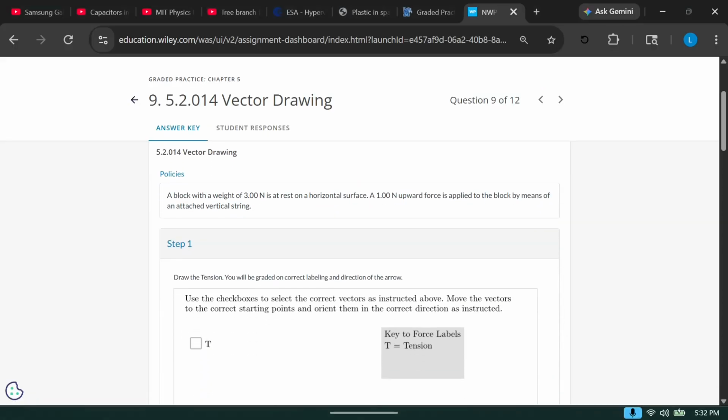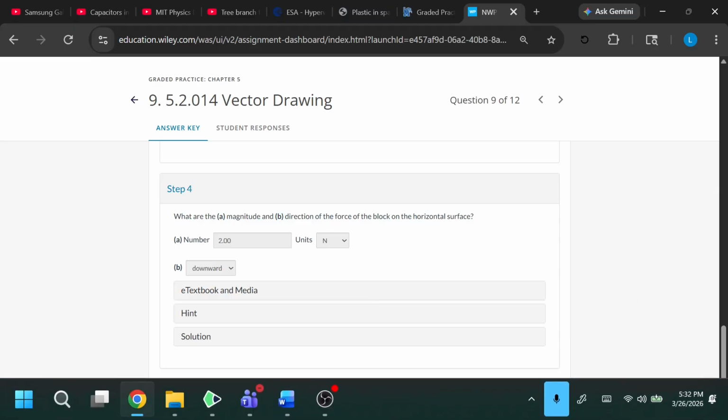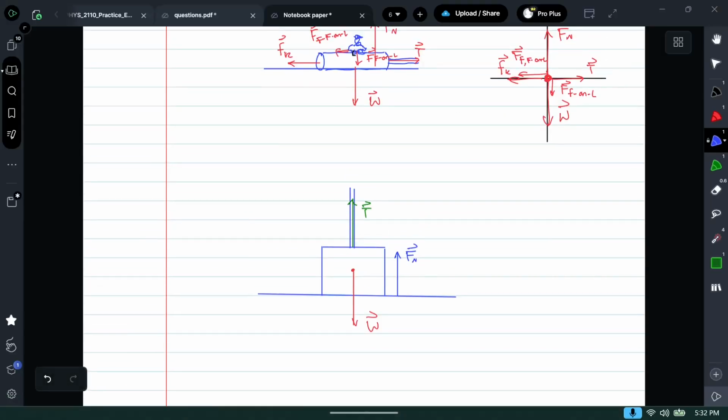1 Newton upward force, or the magnitude and direction of the force of the block on the horizontal surface. That's the trick. It says of the block on the horizontal surface, not the force of the horizontal surface on the block. So normal force, another way of phrasing it is the force of the surface on the block. Friction also is a force from the surface on the block. It's just side to side. And we said, it's not present in this problem.